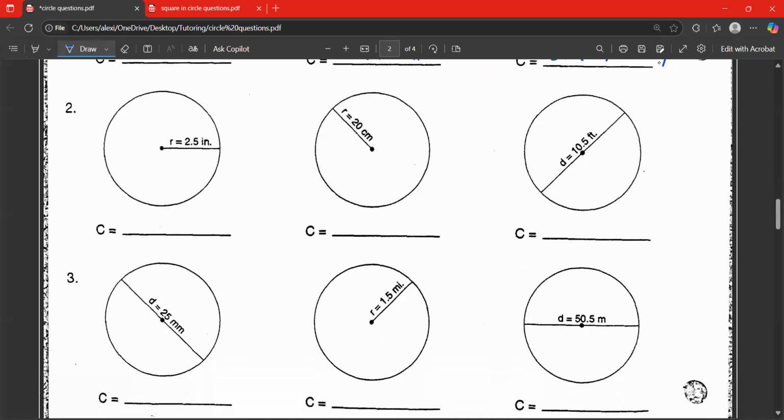Let's do a few more. So in our next 3 examples, I'm given radius for the first one, radius for the second, and diameter for the last. So watch. 2 times pi times 2.5. Well, that means 5 pi. Put my units on it. This is 2 times pi times 20, which is 40 pi, with my units. And then the last one is just pi times 10.5, because I was given diameter, which is 10.5 times pi.